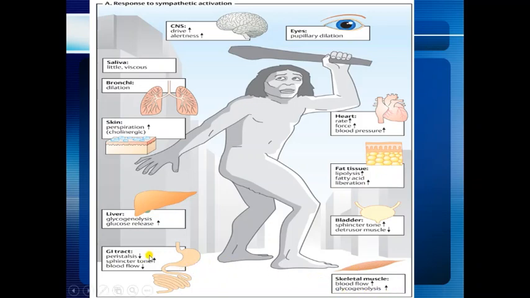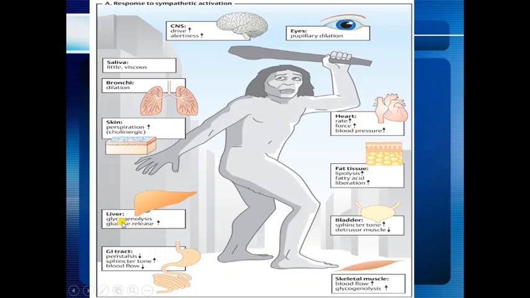Peristalsis in the GIT decreases, the sphincter tone of the GIT increases, and blood flow to the GIT decreases because more blood flow will be diverted towards the skeletal muscle. And while you are running, you should not be bothered with bowel movement. So the peristalsis decreases and all the sphincters of the GIT constrict.